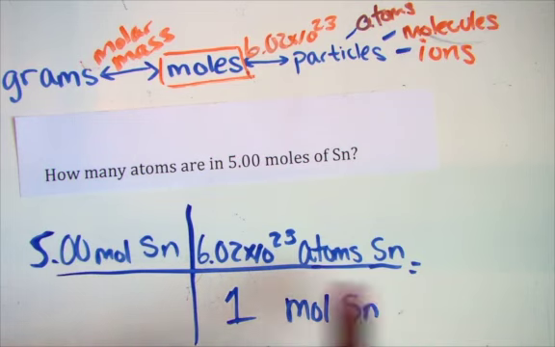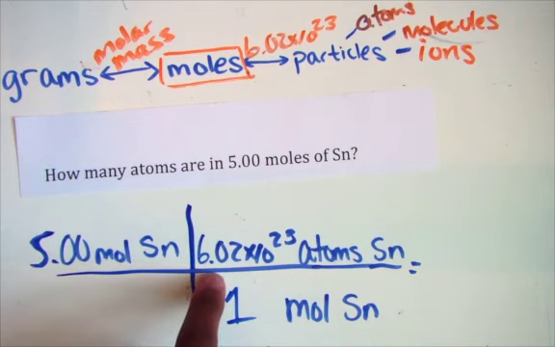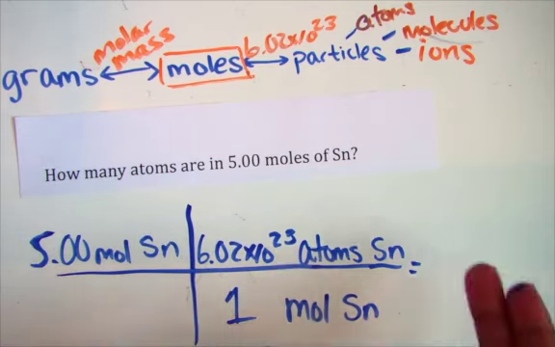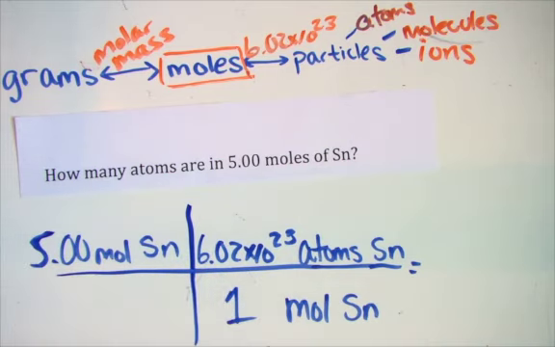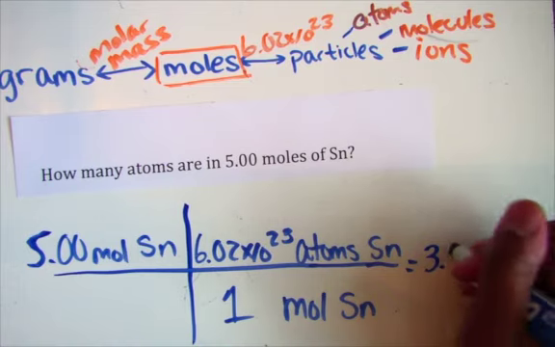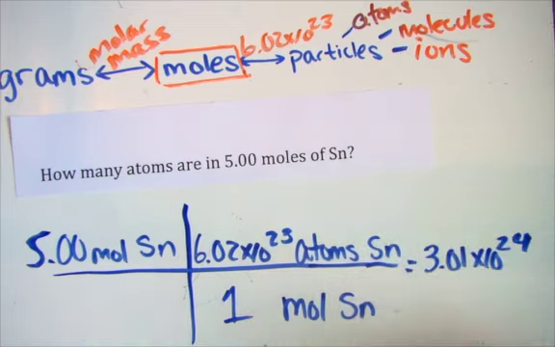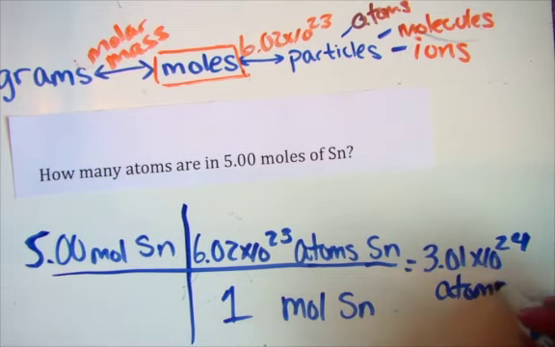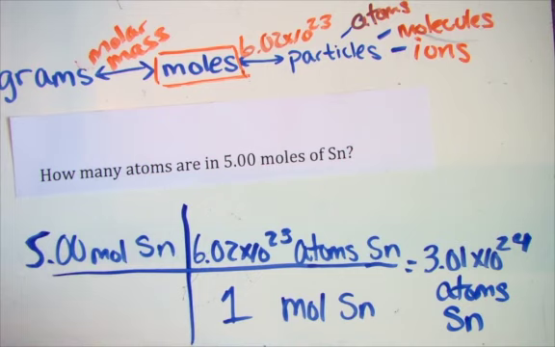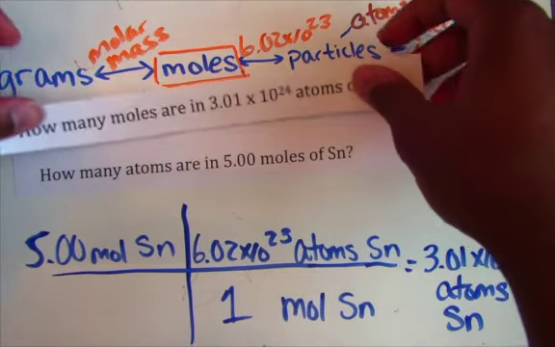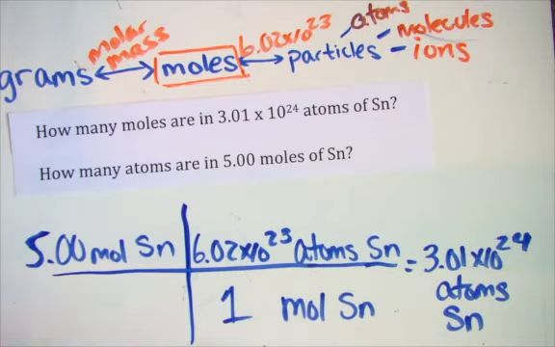We could put this in our calculator, but we could just look at this and say that we're going to multiply 5 times 6.02, right? And then it's going to be to the 23rd. Okay, so this one is just going to be 3.01 times 10 to the 24th, actually, atoms of Sn. I knew it was the 24th, right, because when I multiply that's 30, so I moved that decimal over. But as you can see, right, we got the same answer going forwards and backwards.